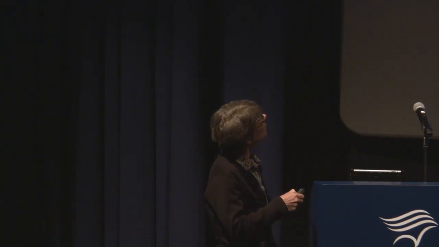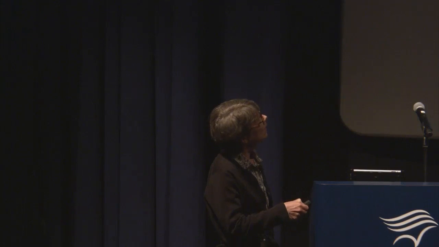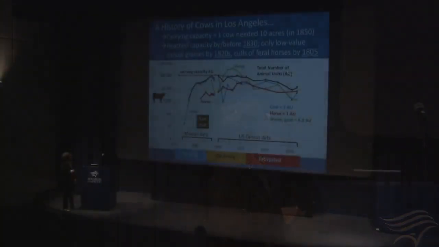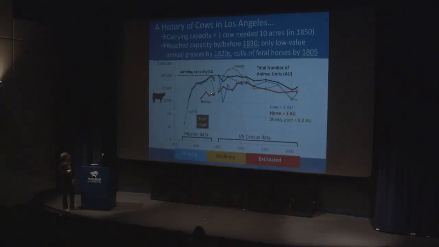Now, in that literature, I found a key piece of information, and that is that in 1850, the carrying capacity, it basically took 10 acres to support one cow. So that meant that in a 1 million acre watershed, carrying capacity would have been 100,000 animals.